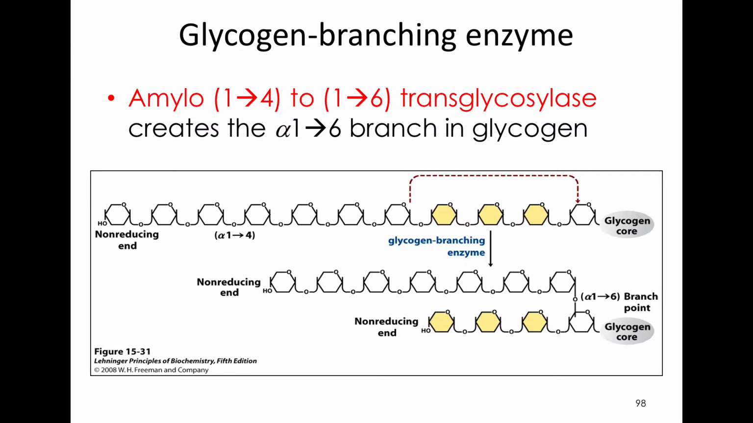Okay, so thereby producing two non-reducing ends, and the process repeats. So it's the collaboration between glycogen synthase and the glycogen branching enzyme. In the end, you're going to get molecules of glycogen with so many branches, and this helps with the speed of glycogen breakdown when the cells need to do so.